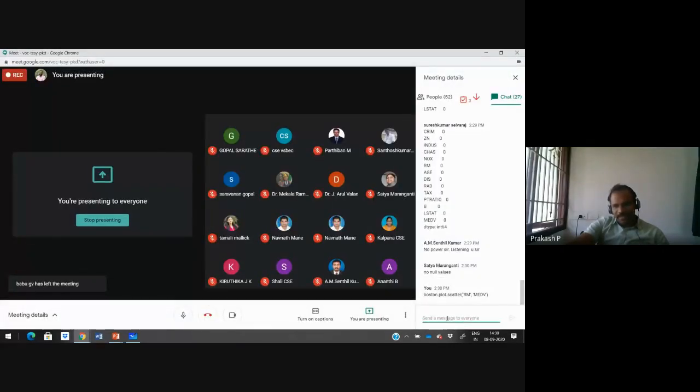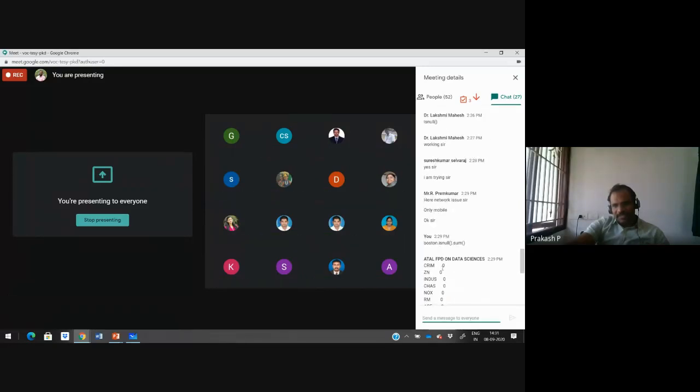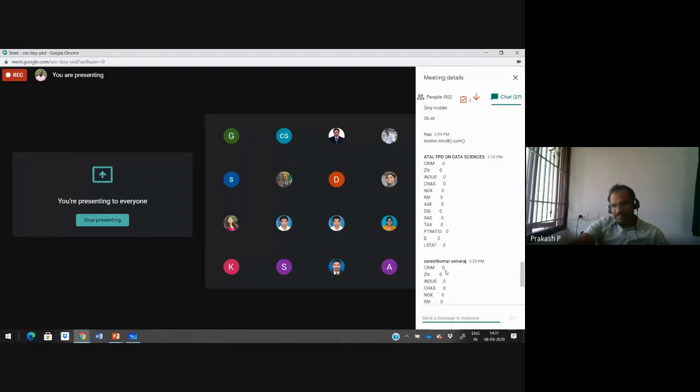Someone has drawn the plot. Suresh Kumar sir, or that Atal FDP on data science. I don't know who. I think that may be some faculty.